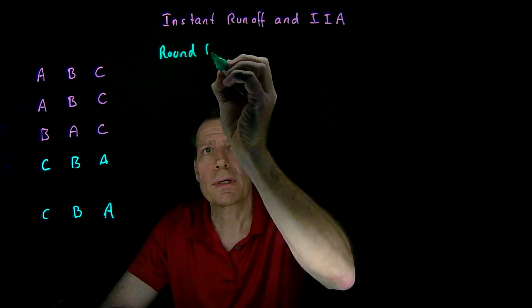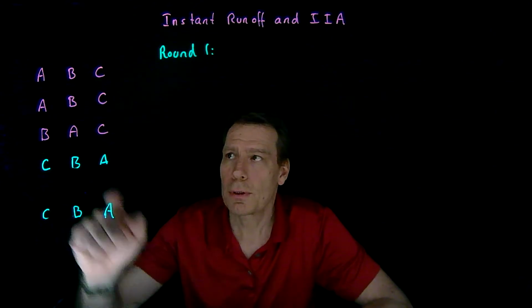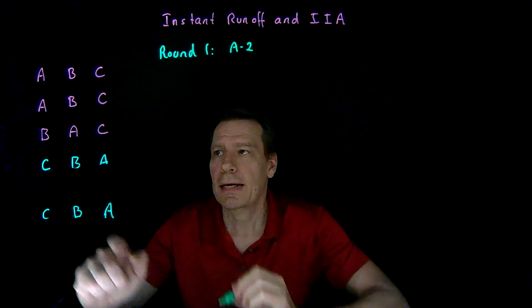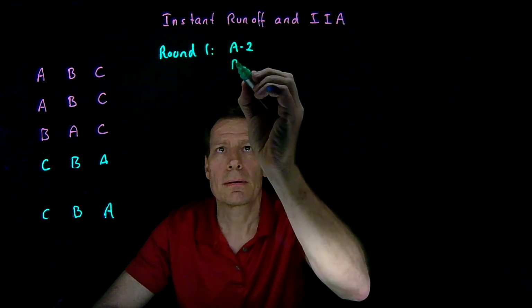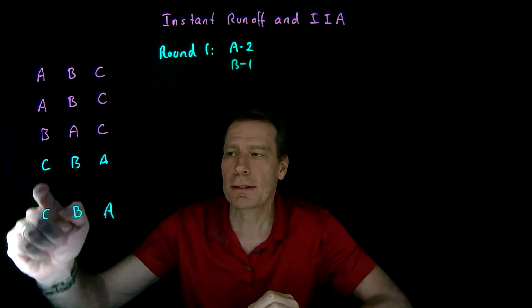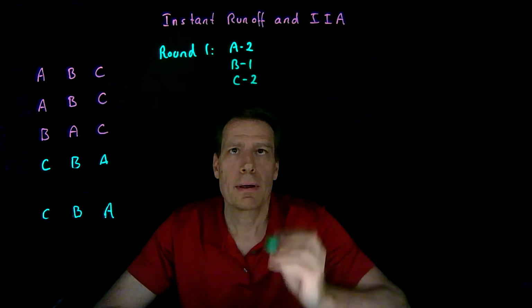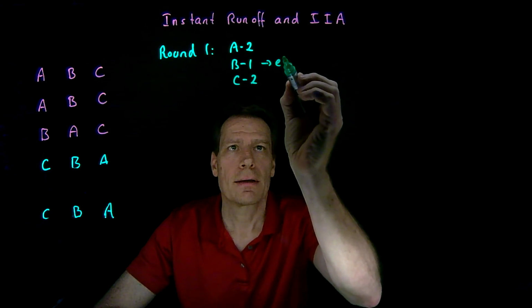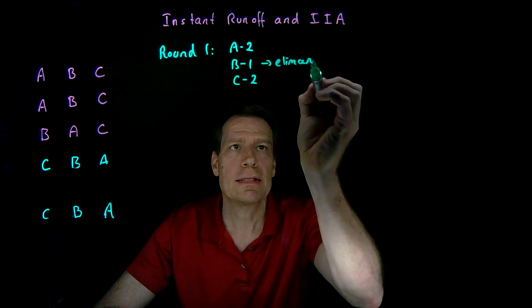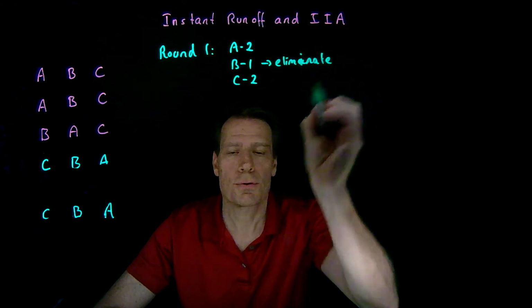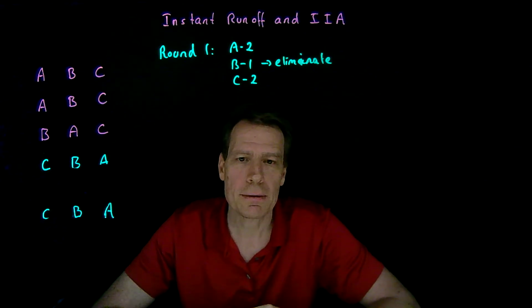In round 1, we count up all the first choice votes. So candidate A gets 2 first choice votes, candidate B gets 1, and candidate C gets 2. So no one gets a majority, so we eliminate the candidate who got the least first choice votes, candidate B.